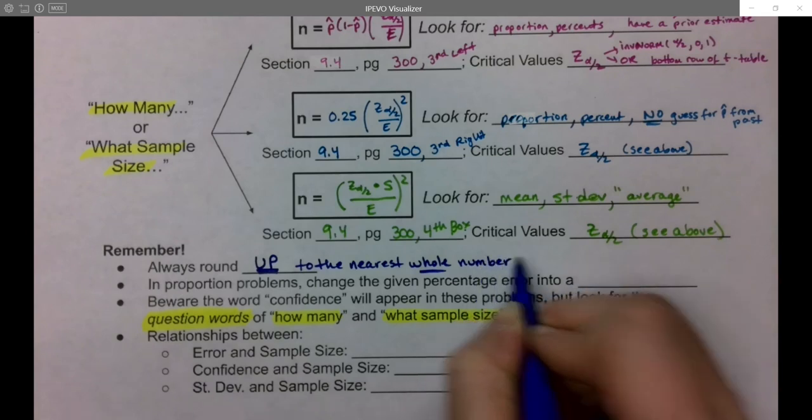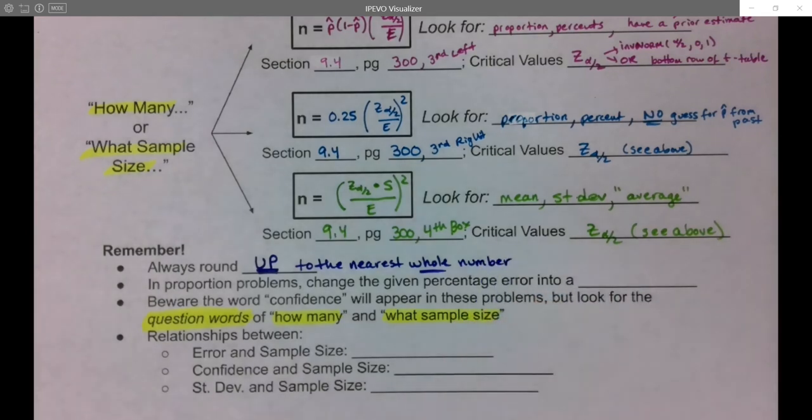But it's a different kind of rounding than we are used to. 99.9% of the time in a math class, you regular round. 5 and higher goes up, 4 and lower goes down, but not in this case. This is one case where we must go up.